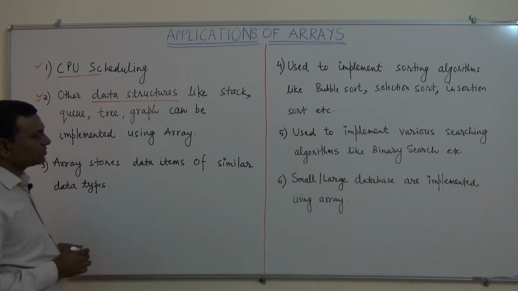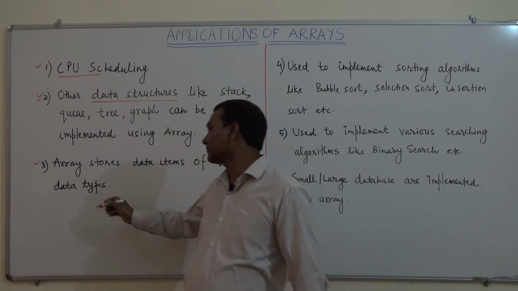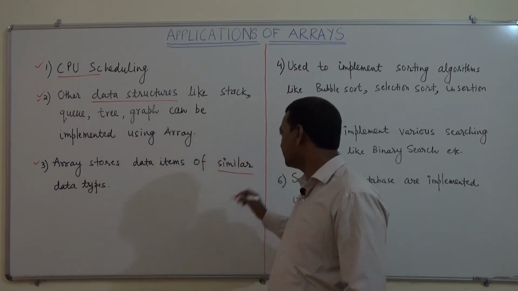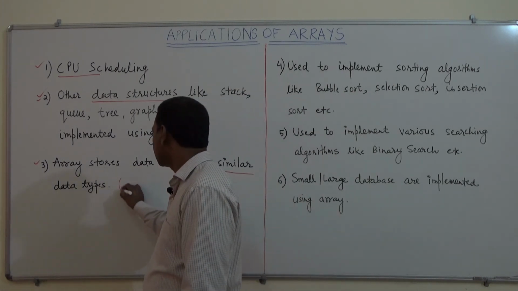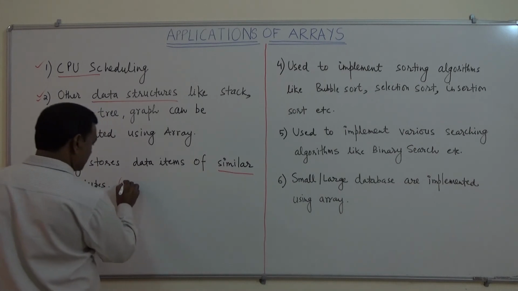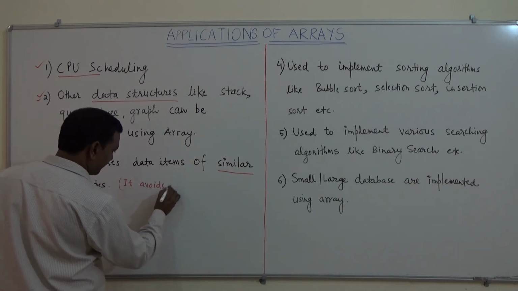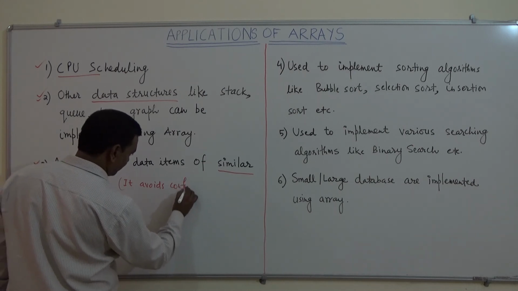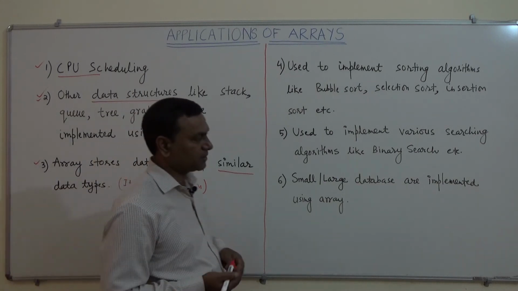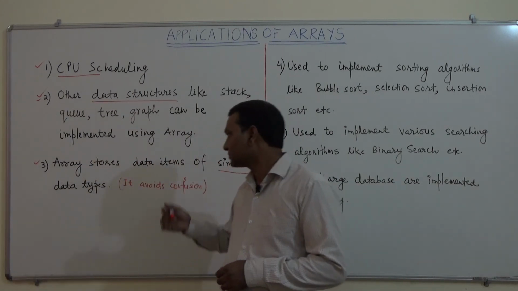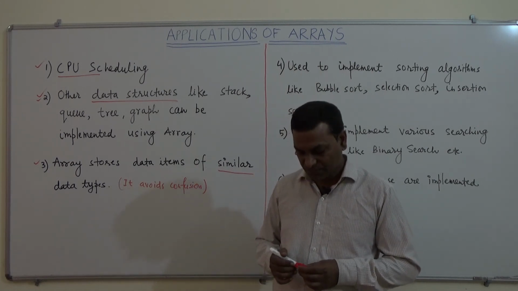Third is, array stores data items of similar data type. So this is another benefit, because it avoids confusion of the developers or programmers, because we can store the data items of the same type. So this is the third application.